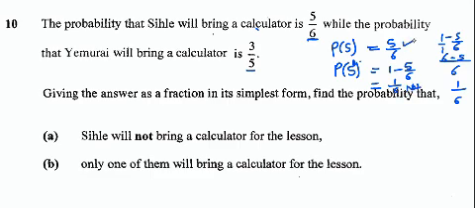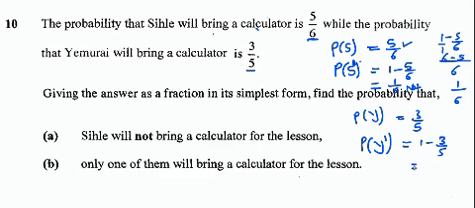Now for Yemurai, it's 3 over 5. She will bring a calculator. Now, she will not. Let's put a prime. It's 1 minus 3 over 5, which will give us 2 over 5. This is the probability that she will not bring a calculator. So the question is, giving the answer as a fraction in its simplest form, find the probability that Sihle will not bring a calculator for the lesson. So the answer is 1 over 6.